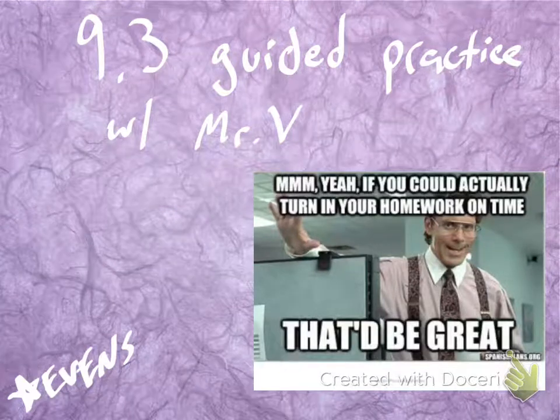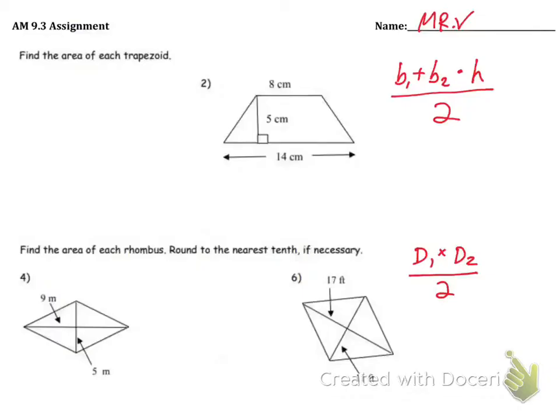This is the 9.3 guided practice. We're going to be doing the evens. So the first one here is a trapezoid, so we've got to make sure that we know what our equations are. For a trapezoid, you want to do base 1 plus base 2 times height, and then divide that by 2.